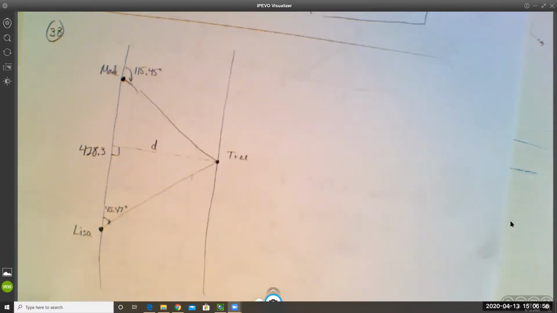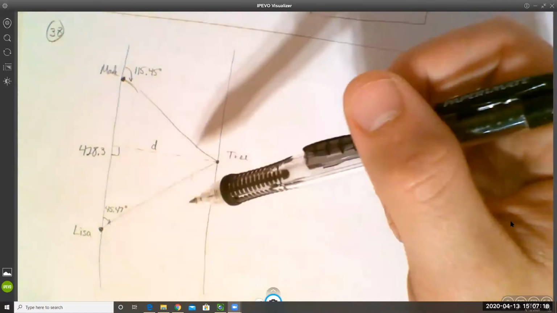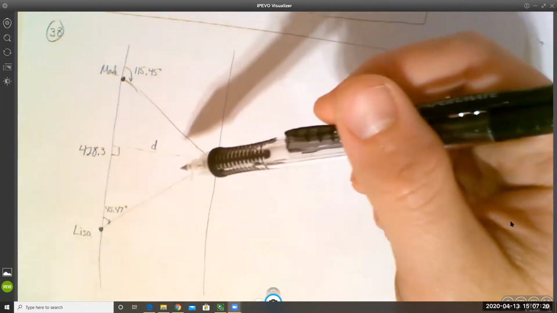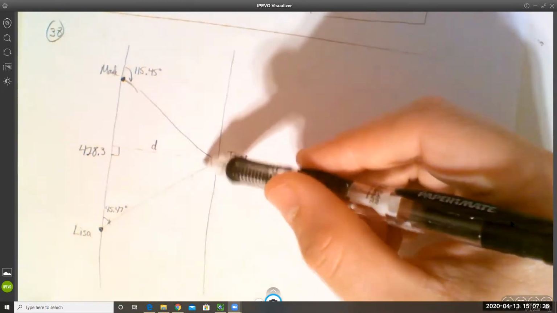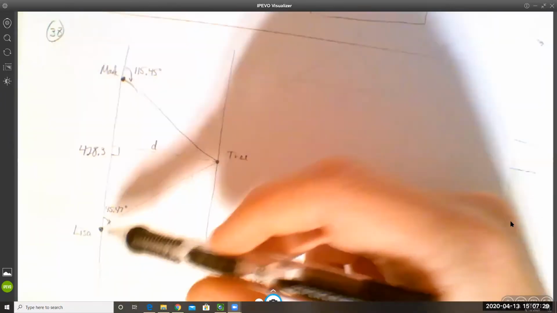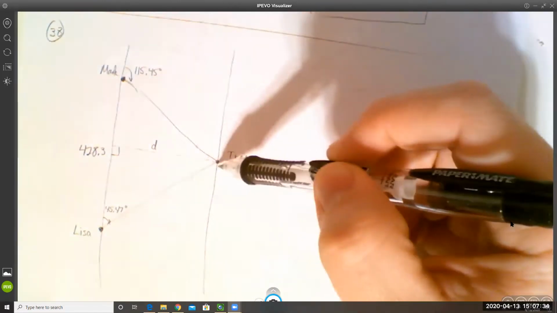Well, I'm not 100% sure where to start here. I haven't looked at this problem prior to starting this video, but let's think about this. I know this side. If I also knew this angle, then I could use law of sines to figure out this side here. I don't know if that's particularly useful.